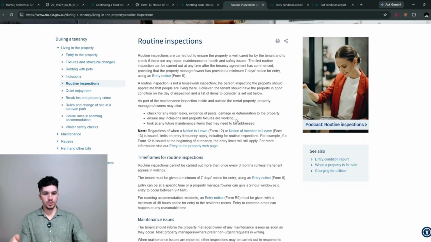Of course, we only send the notice maybe 14 to 30 days out because we don't want tenants knowing the exact time we're going to be at the property for every single time during the year, because sometimes we find things that we aren't supposed to find, and that's part of our job, to make sure the tenant is keeping the property in good condition.